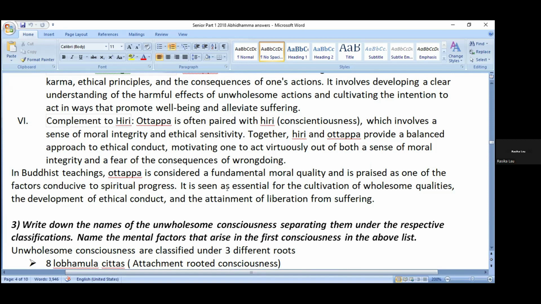Okay, next one, the third one. Write down the names of the unwholesome consciousness, separating them under the respective classification. And then name the mental factors that arise in the first consciousness in the above list. Sister Pei Ling, any idea? Can handle? This is in Year 1.